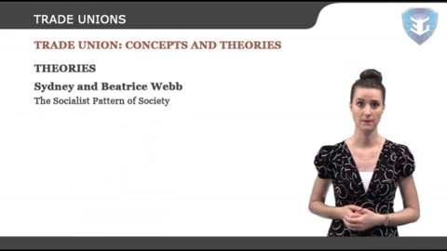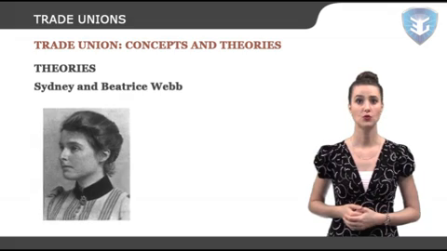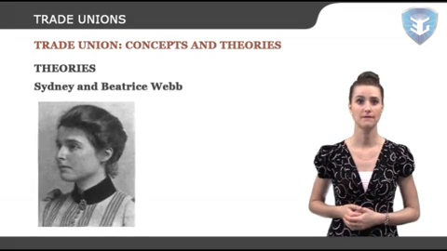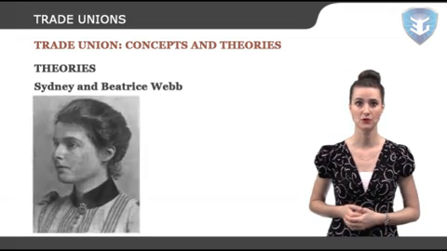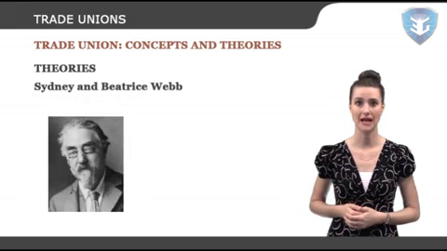Sidney and Beatrice Webb. The socialist pattern of society. The Webbs viewed the role of trade unions as first winning economic benefits for the members. They saw a role for unions in moving toward socialism through political action.